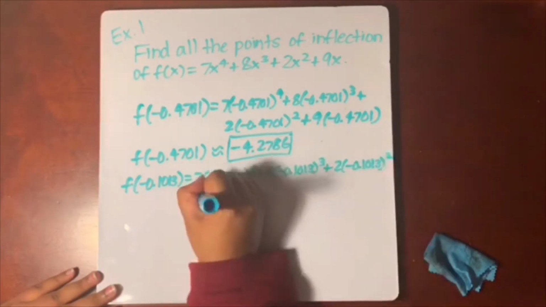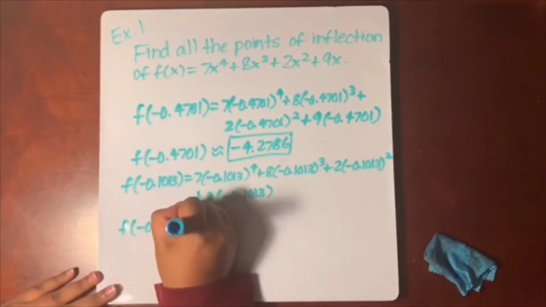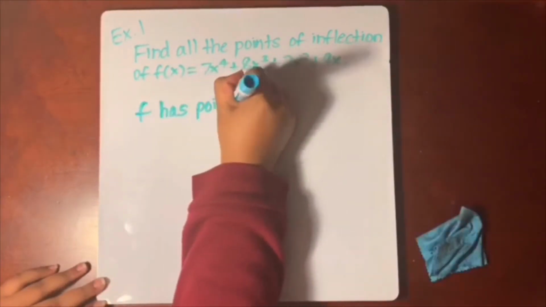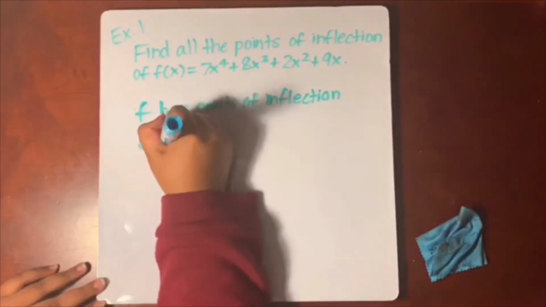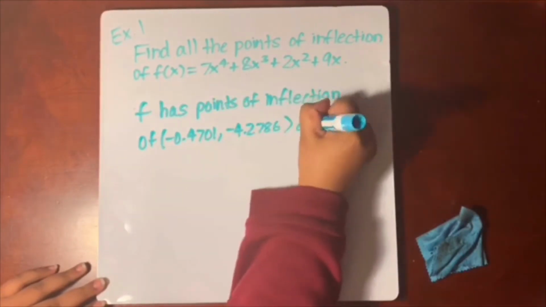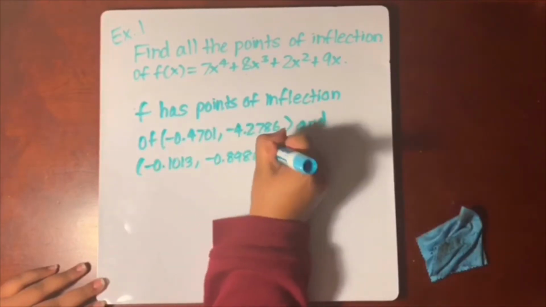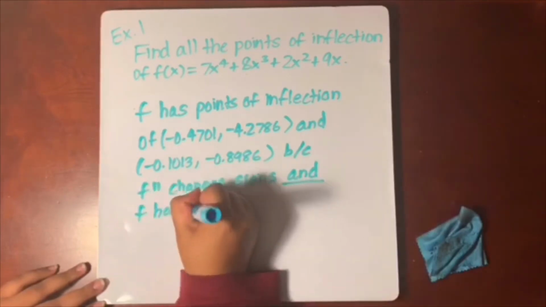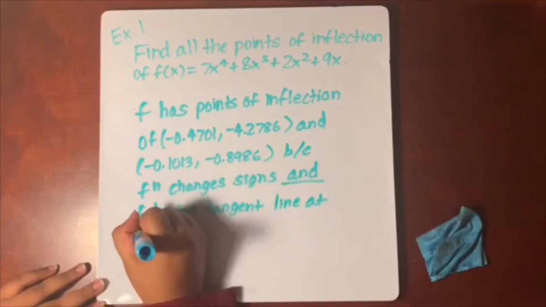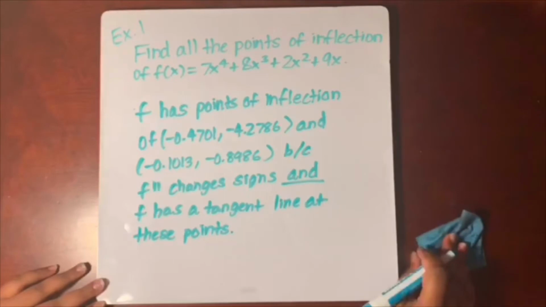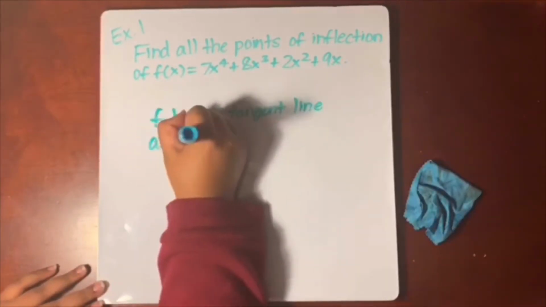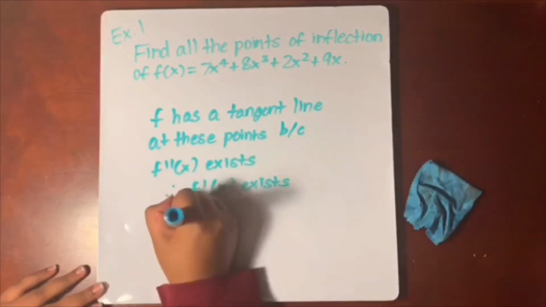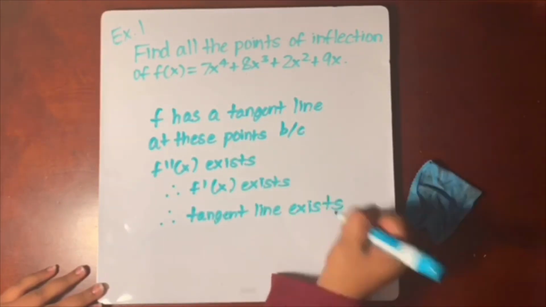You solve for the y value of the specific x value to find an exact point of inflection, not just an x value. F of x has a point of inflection at x is equal to negative 0.1013 and x is equal to negative 0.4701 because f double prime of x changes signs, that is f of x changes concavity, and f of x has a tangent line at these points. F has a tangent line at these points because f double prime of x exists, therefore f prime of x exists, and therefore the tangent line exists.